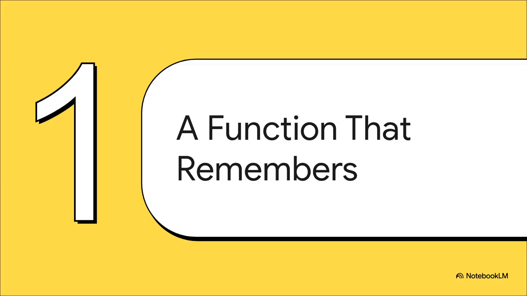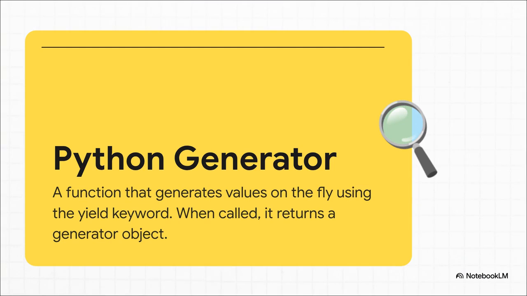What exactly is this function that can remember things? Okay, so here's the official definition. A Python generator is a function that cooks up a sequence of values, but it does it on the fly. Instead of building a massive list in memory and handing it all to you at once, it produces values one at a time. And it does this using a very special keyword, yield. And when you call it, you don't get a value back right away. You get this thing called a generator object.